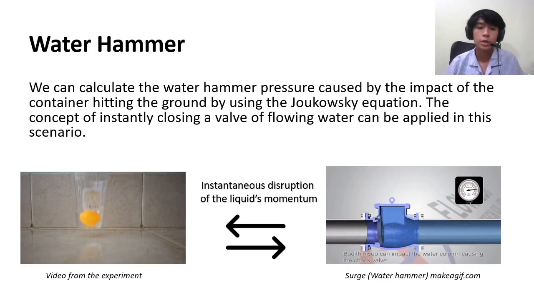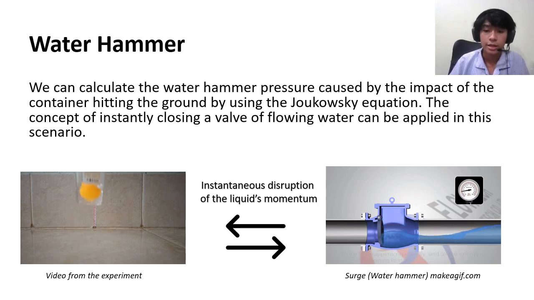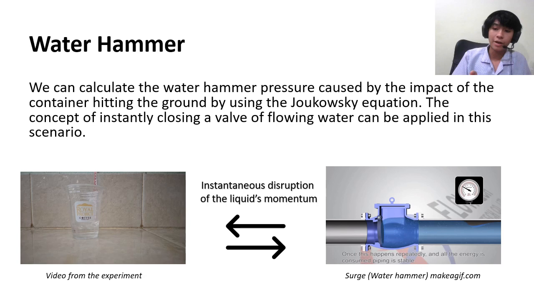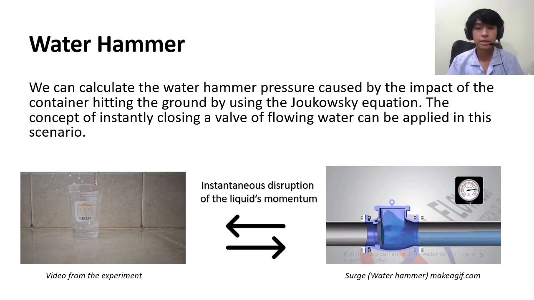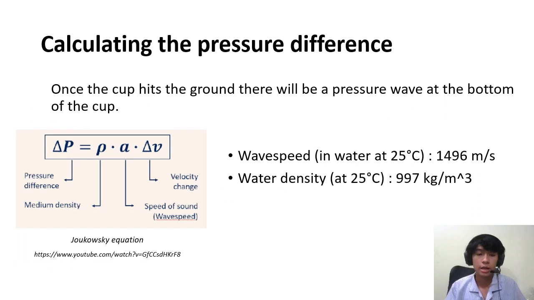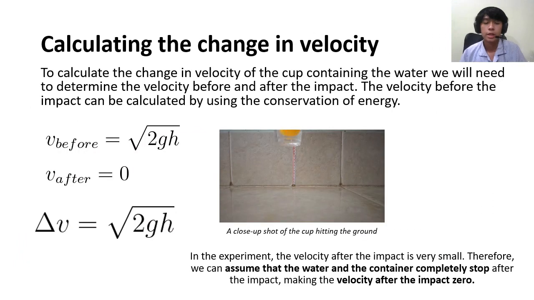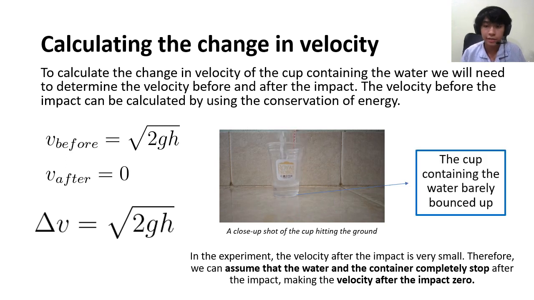We can calculate the water hammer pressure by using the Joukowsky equation. It's like closing a valve of flowing water because we are disrupting the liquid's momentum. Here is the Joukowsky equation. And next up, we need to calculate the change in velocity.